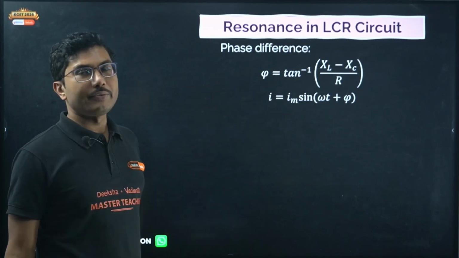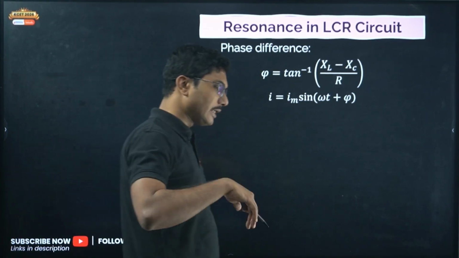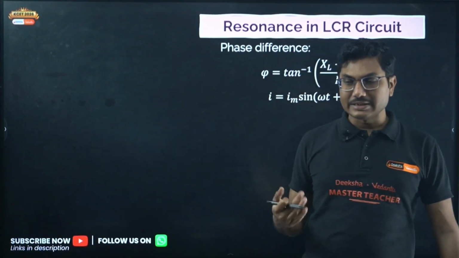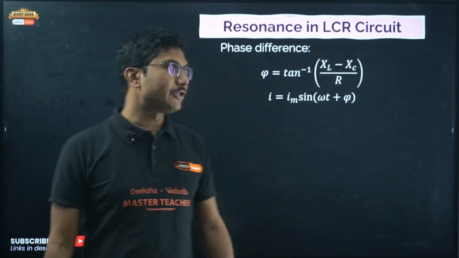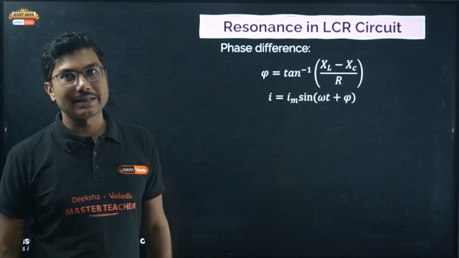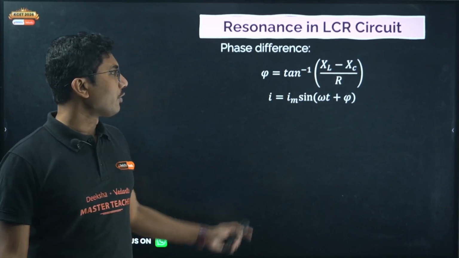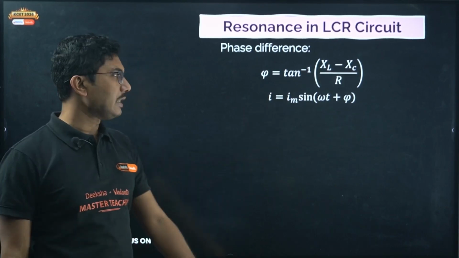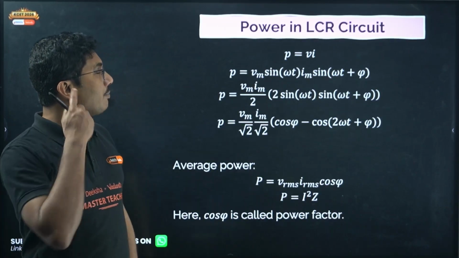When you are considering both L and C, the phase difference will not be 90 degrees, so it will have some other angle. So this is the common formula, tan inverse of XL minus XC by R. And I equals Im sin(omega t plus phi). Okay, power in the LC circuit.